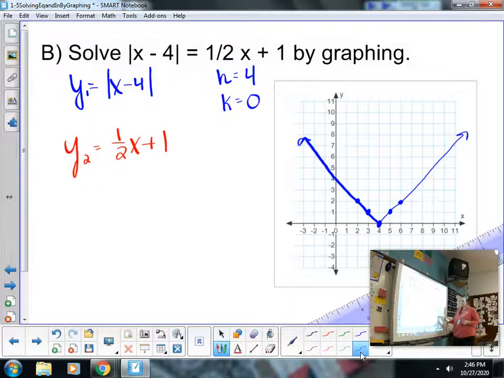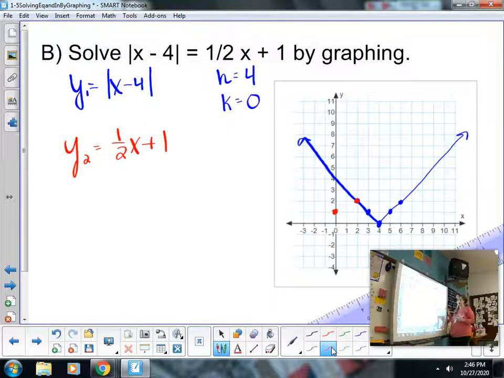The red line is linear. So with this one, I can use mx plus b to plot. My b value, the y-intercept, is 1. So I'm going to plot that first. My slope is 1/2, so I'm going to go up 1 and over 2.